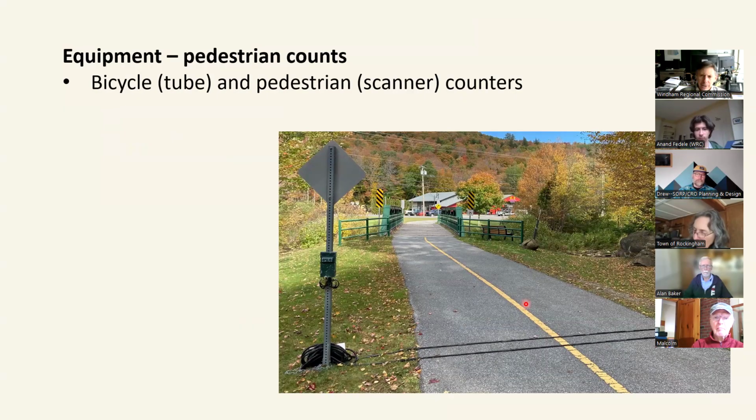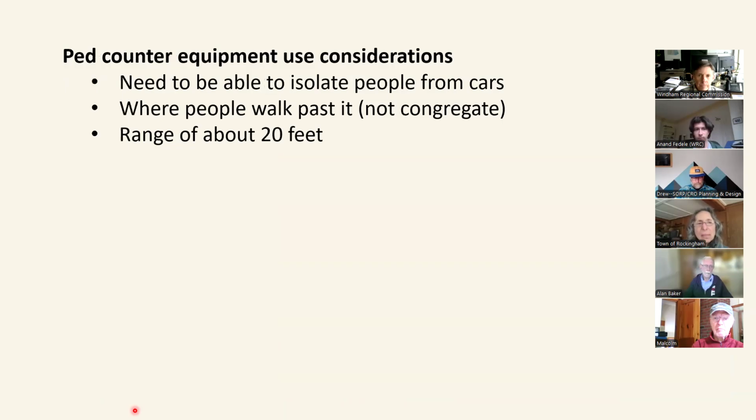To try to get an idea of bikes versus pedestrian use, we can put out our bike tube counters and our pedestrian counters at the same time. This is a photo on the Valley Trail in Dover. So here's our so-called pedestrian counter that's picking up all users, and then we have our bike tube counters on there. So simple subtraction can give us total use, pedestrian use, and bicycle use in this case.